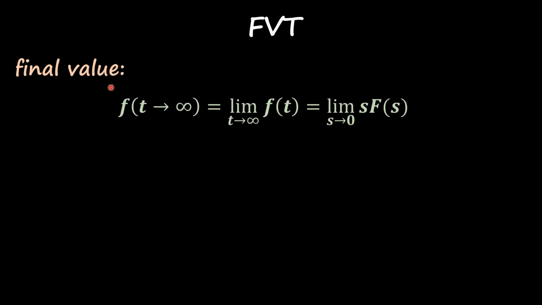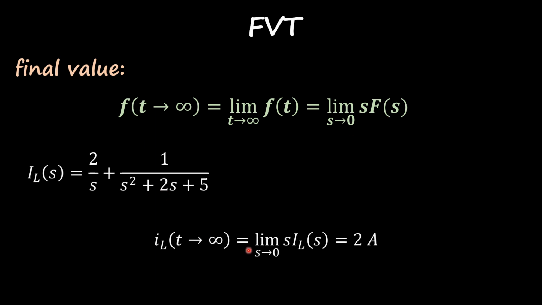In the final value, it's similar to what we did before, where we're trying to find the final current when t goes to infinity. So it's the same thing as going to the time domain and waiting a little bit of time and checking that value. But in the Laplace domain, what we're doing is the limit when s tends to 0 of s times F of s. Alright, so we have our equation here. We're going to find the limit when s tends to 0 of s times your I_L of s. If I do that, you see that the s cancels out here and I get 2 plus 0 and I get 2 amps.